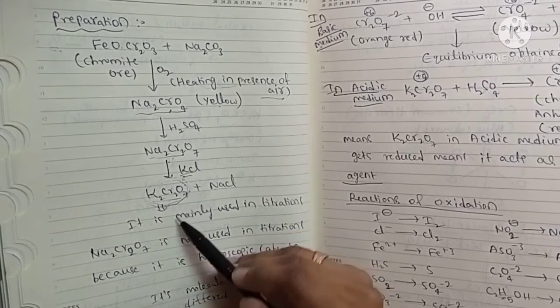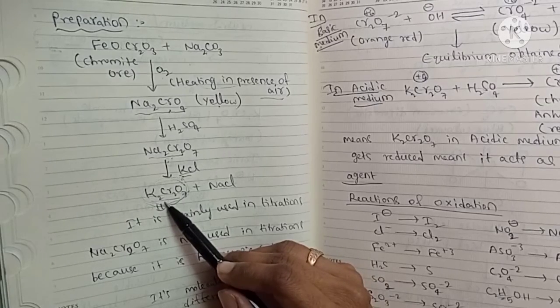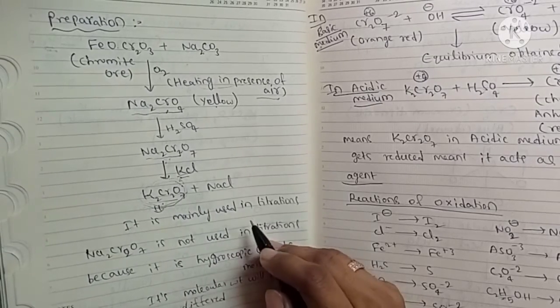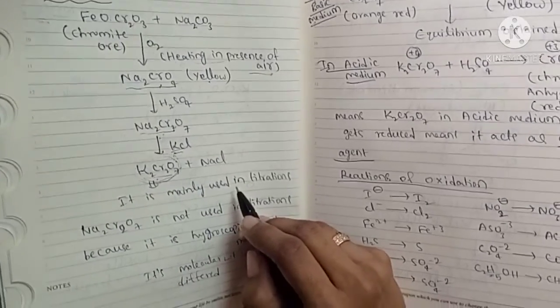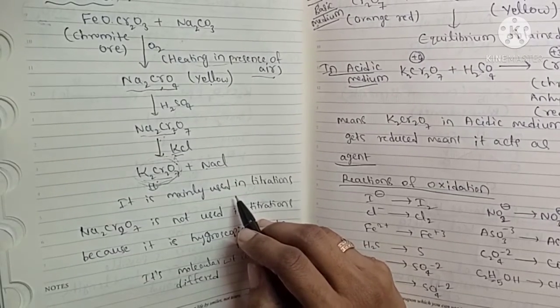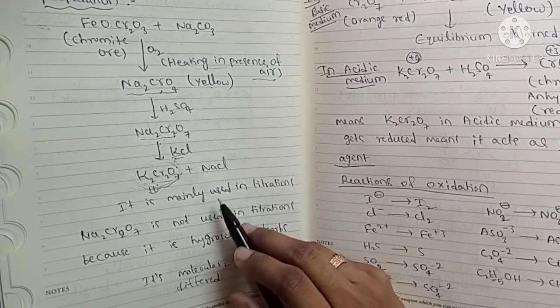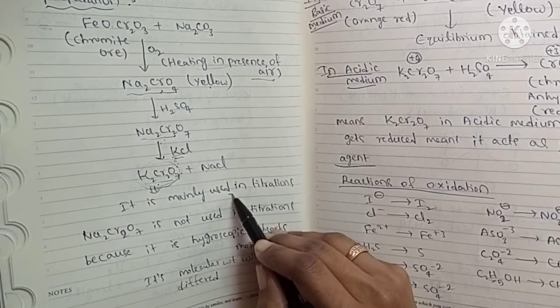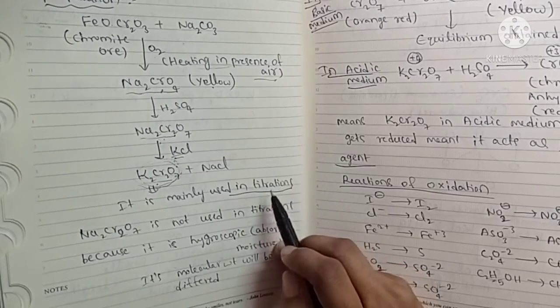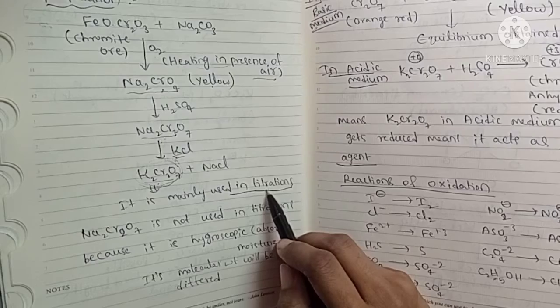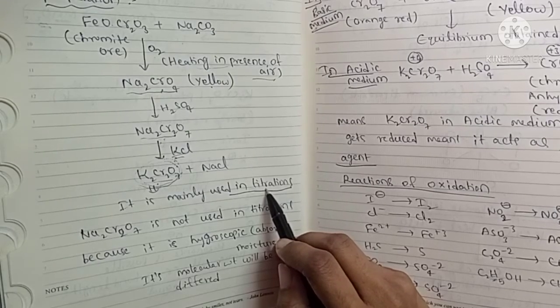K2Cr2O7. This K2Cr2O7 is used in volumetric titrations. It is very much used in volumetric titrations. You will do it in the second year practicals. So K2Cr2O7 is an oxidant and it is used in titrations. Oxidant means it is an oxidizing agent.